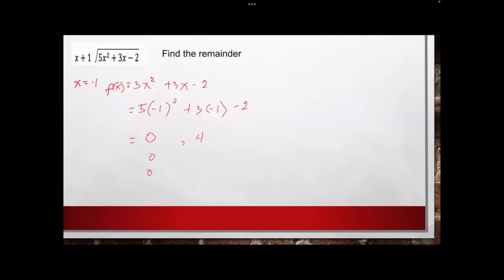Let us check manually. So magkakaroon tayo dito ng 5 times 1 plus, that's negative 3 minus 2. So this is 5. This is negative 5. So therefore, the answer will be 0. So tama to. 0. The remainder or the r is equal to 0.